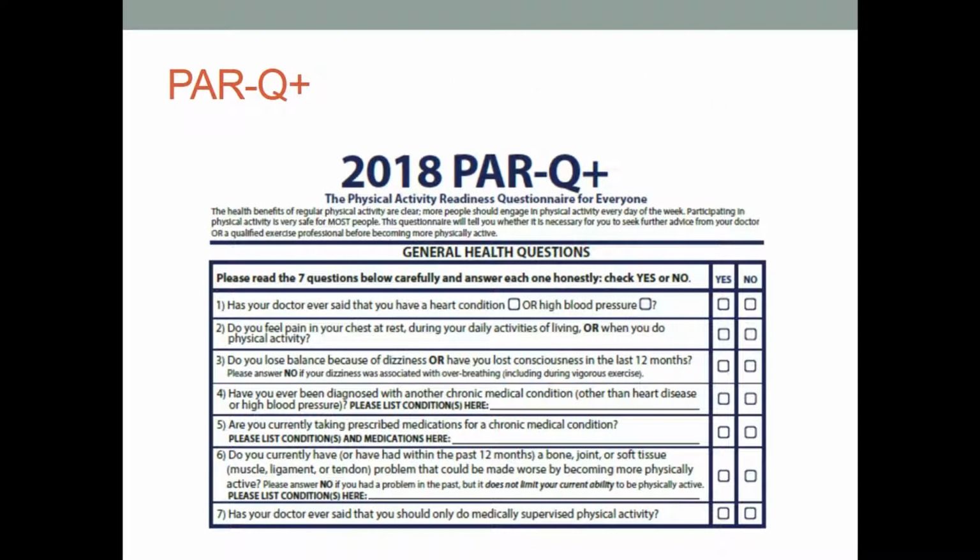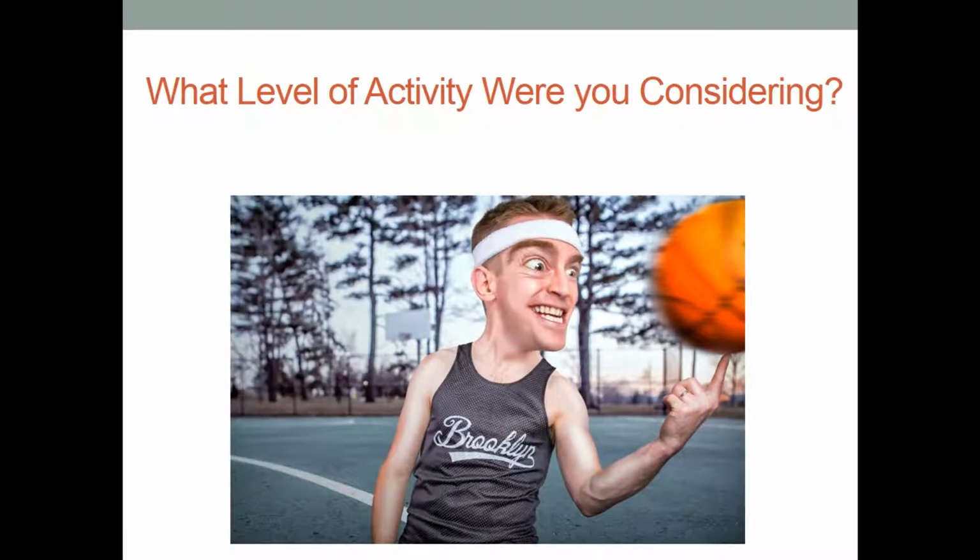I would tell you, you don't obviously need to memorize that, but you should look through it and have a sense of the type of questions being asked. And then after you see the algorithms, which I'm going to show you, it should make sense why the questions are written the way they are. The other thing you should be asking about is how much activity the person is going to be doing. Are they going to just do a light walk, a light yoga class, or are they going to take up basketball?